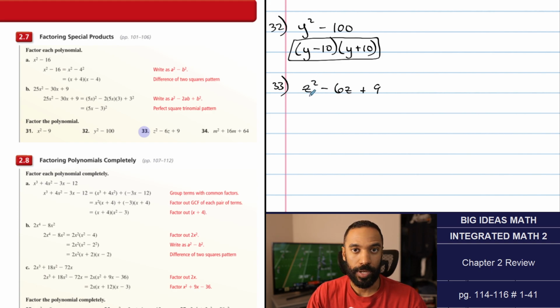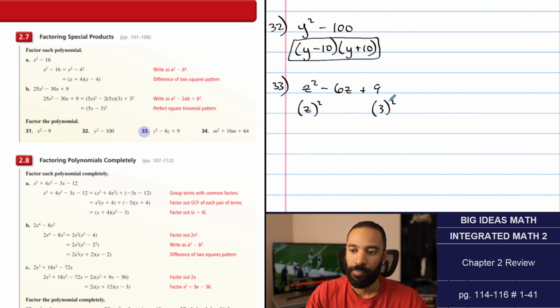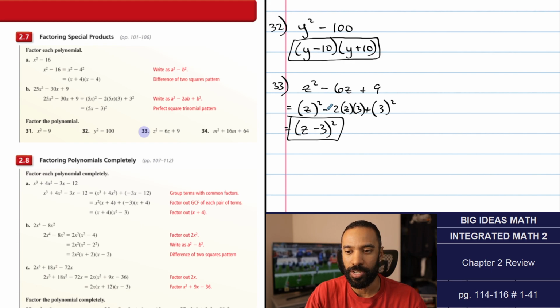But if we treat it like they're asking us to, z is a perfect square, z squared is a perfect square of z, 9 is a perfect square of 3, and we are doubling that z and that 3 to get our 6z. That's where that's coming from. Because this is a subtraction, this will end up being z minus 3 quantity squared. That is the perfect square trinomial version factored.